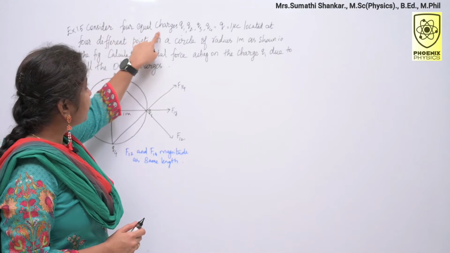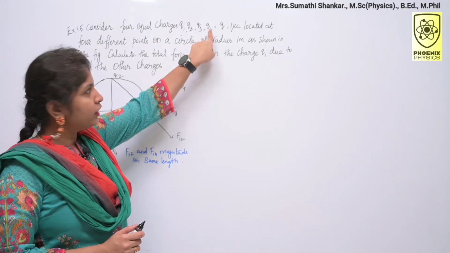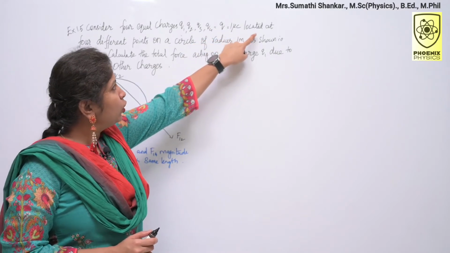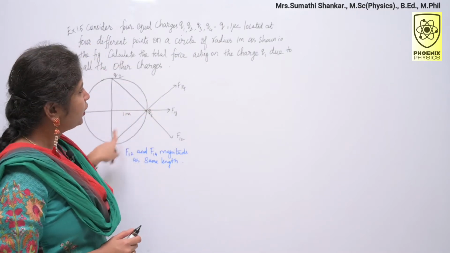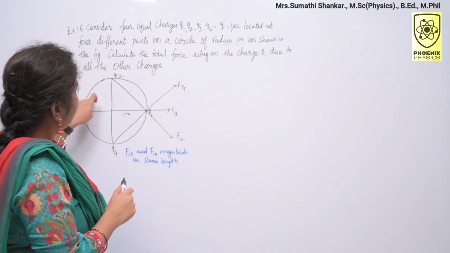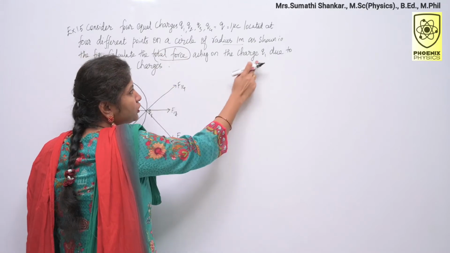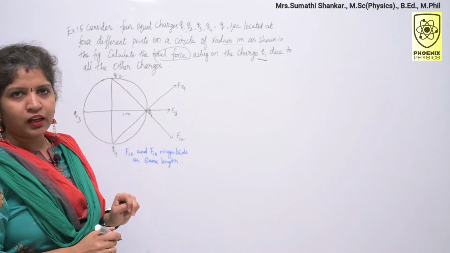Consider four equal charges Q1, Q2, Q3, Q4 equal to Q, that is equal to 1 microcoulomb, located at four different points on a circle of radius 1 meter as shown in the figure. Calculate the total force acting on the charge Q1 due to all the other charges.